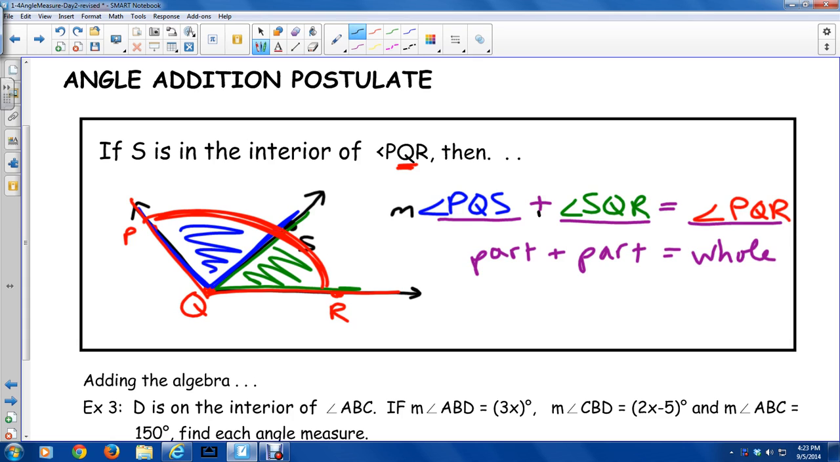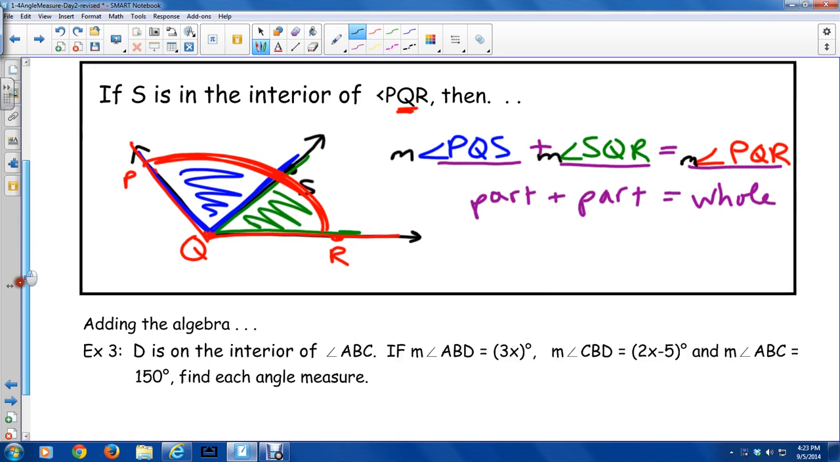Okay, just as a quick little side note, sometimes when you see this written, you're going to see a little lowercase m in front of your angle markings, and that's just referring to the measure of the angle. So it doesn't have anything to do with the actual angle itself or the letters that we use for it, just to let you know that.